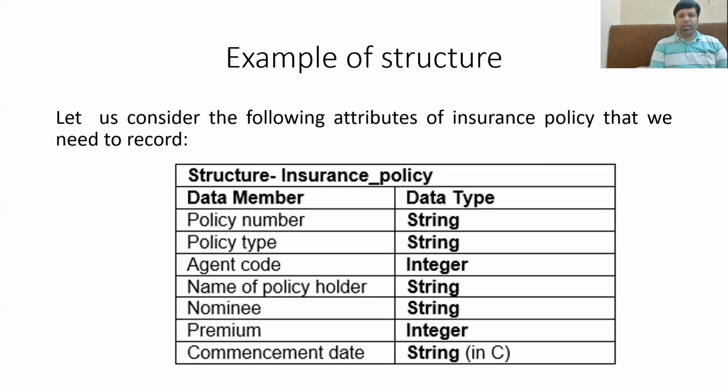Why can't we use an array? Because of the second column, you can see the data type. The data types are different. Because the data types are different, we cannot use the concept of an array.